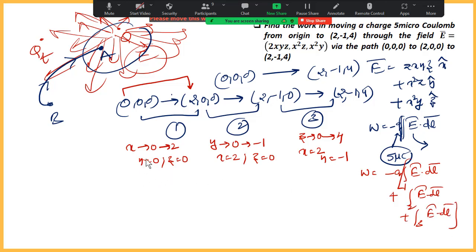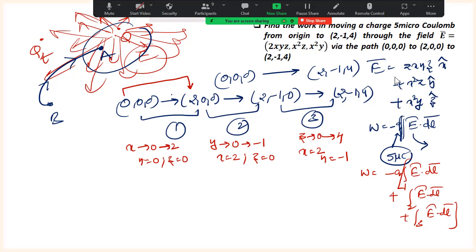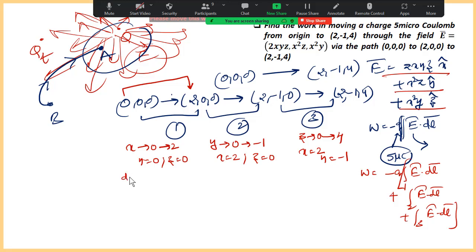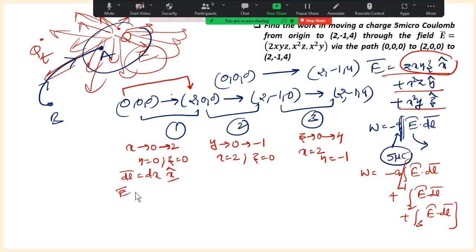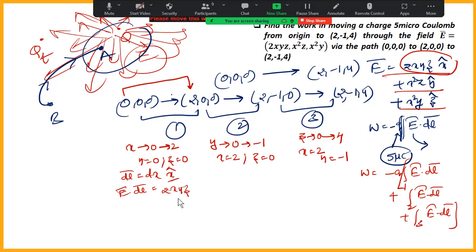Okay, so in the first path x changes from 0 to 2 and y is 0, z is 0. Now this is the E bar equation. Since x is changing, dl bar is equal to dx x cap. So for E bar dot dl bar we have to consider only the x component, because the dot product is with dx x cap, and x cap means we don't have y component and z component. So E bar dot dl bar is 2xyz only. But y is 0, z is 0, so if you substitute here, you will get 0. So in the first path, the first integral is equal to 0, because E bar dot dl bar itself is 0.